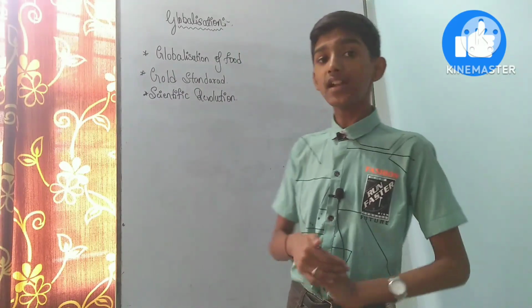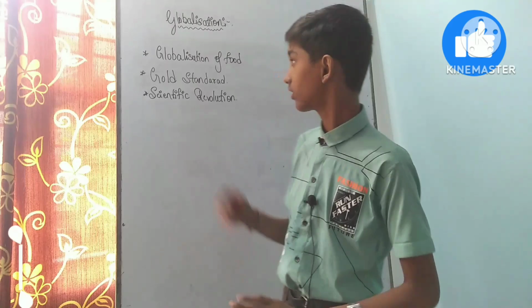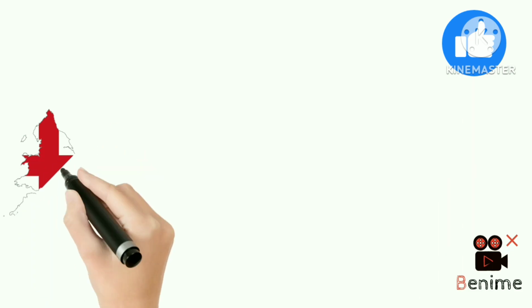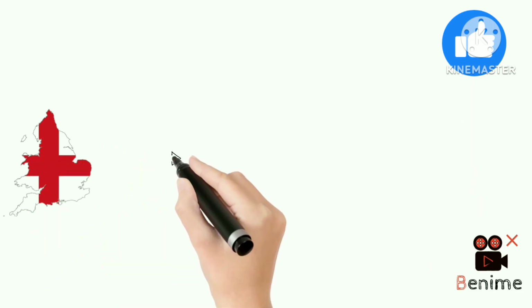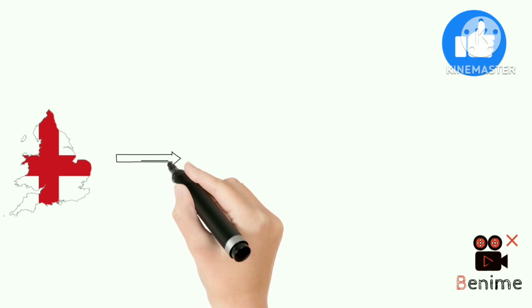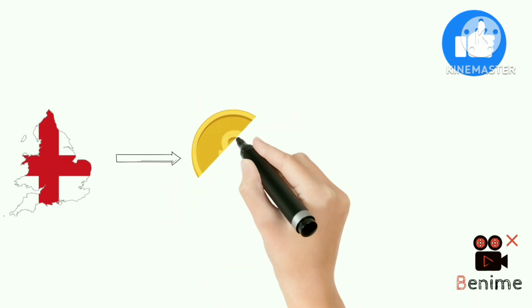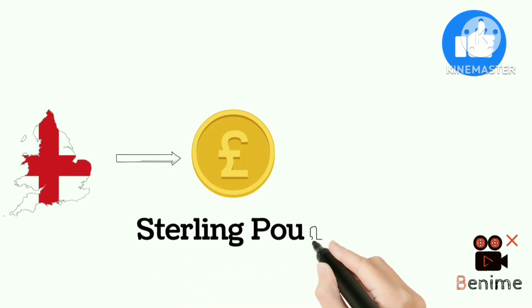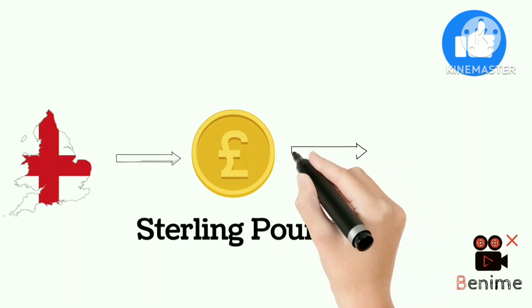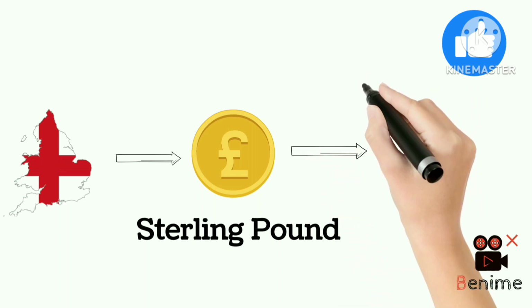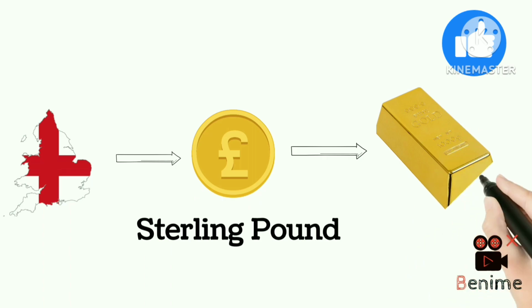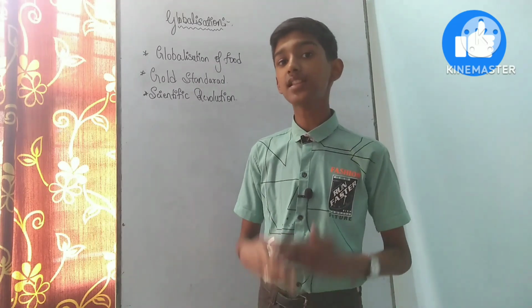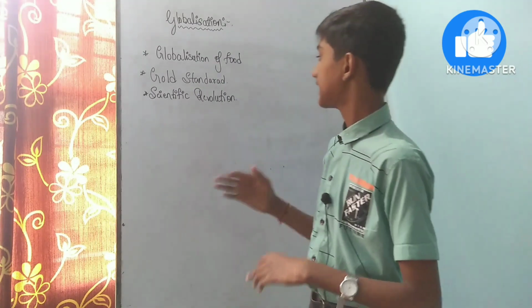Now, the next event is the standardization of gold, or the gold standard. So what is this? It all began in England. They fixed their currency, the sterling pound, to a specific amount of gold, and the other countries fixed their currency's value to the sterling pound. So in total, gold was an international standard for trade.